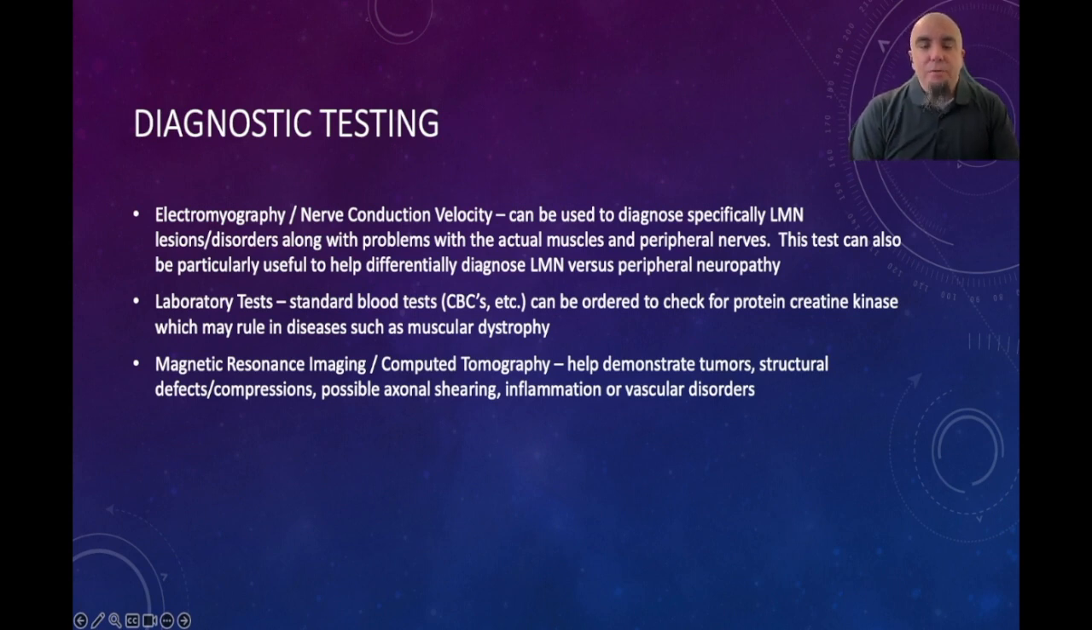We can do certain laboratory tests, such as complete blood counts, and this is mainly to check for something like creatine kinase, which may rule in diseases such as muscular dystrophy or Becker's disease. MRIs and CTs are really helpful. They can help us determine if there are tumors present, if there's structural defects or compression, such as in the spine, if there's any axonal shearing that might have occurred, if there's inflammation, or if there might be vascular disorders and that particular area is just not getting the proper blood flow.